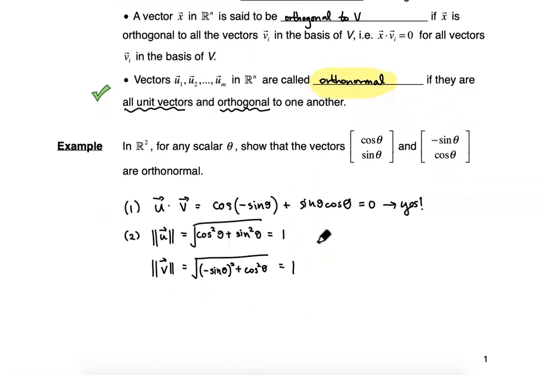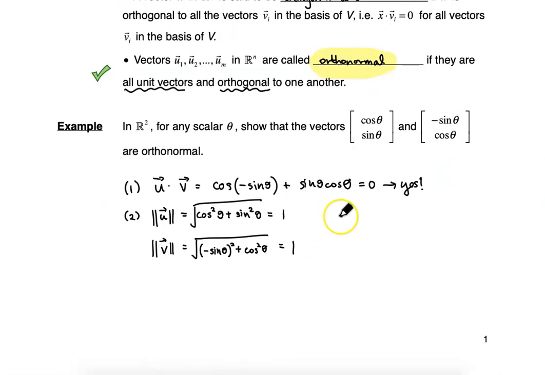A simple example follows showing that these two vectors form an orthonormal basis. You can check by verifying that yes, they are perpendicular because the dot product is equal to 0, and yes, they are both unit vectors because their magnitude is 1, so they form an orthonormal basis of R2.